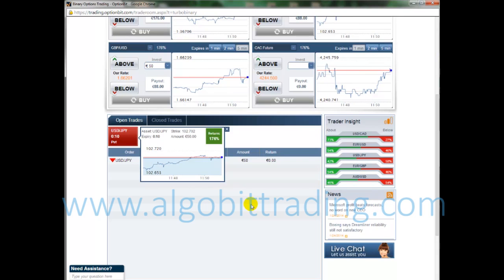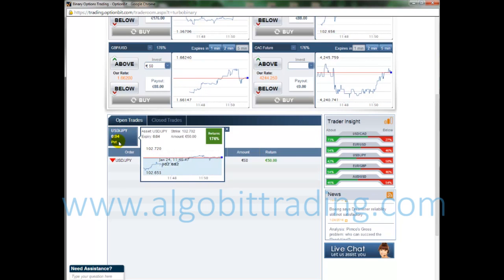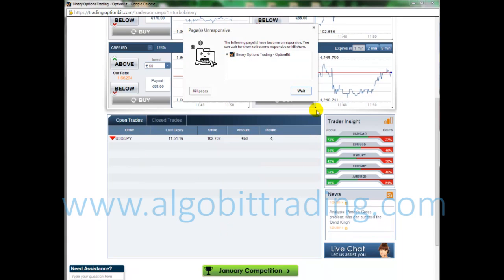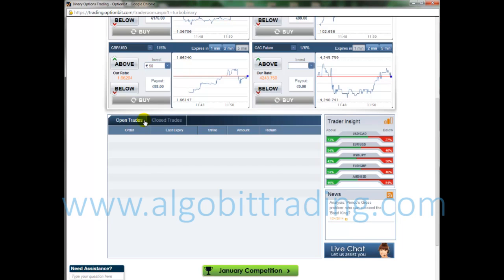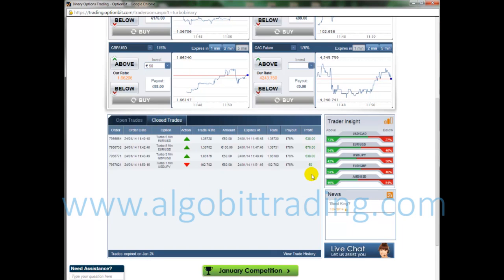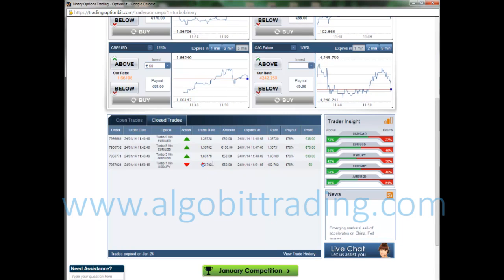For me, it is a more risky trade to trade 60 seconds, so maybe this will be a losing trade or a winning trade. It's just on the level. So I hope it was a winning trade. We have to check here on the closed trades. We just have to wait for the trade to update. So basically it was a tie, and I didn't get any profit and I didn't get any loss.